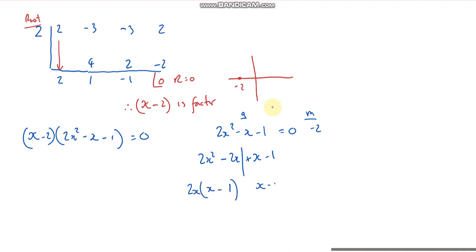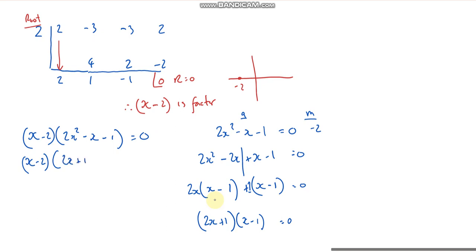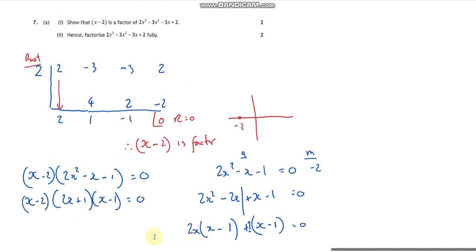And then you rewrite that bracket and say, what do I have to put in front of the bracket to give me this? Well, that's the same as that, so I'm just putting a plus 1 in front. Very good, and then put those two together. So 2x plus 1 go together, and x take away 1 go together. So I can now rewrite this as x take away 2, 2x plus 1, and x take away 1, and that's you fully factorised it.